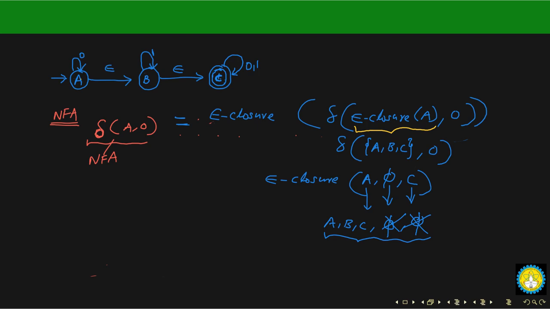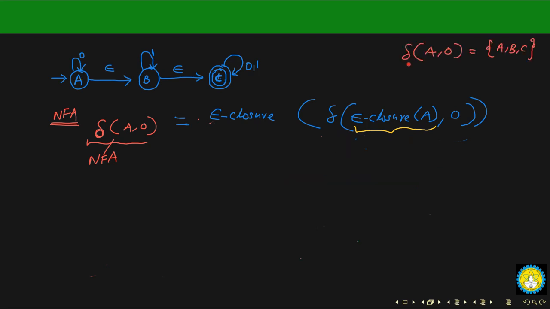So what we are essentially getting here is delta of A comma 0 as A, B, C. We were looking at how to find delta of A comma 0, we formulated it in this way, and now we are able to identify that the result is A comma B comma C. This means that in your resulting NFA, A on 0 goes to A, B, and as well as to C. Now let's work out a couple more transitions and make it very clear.